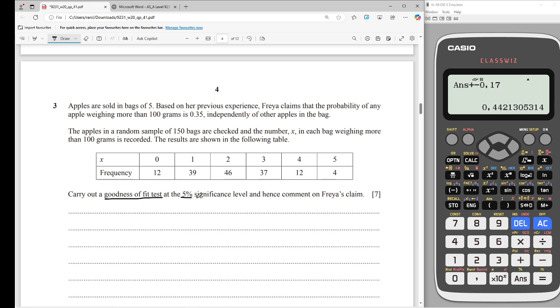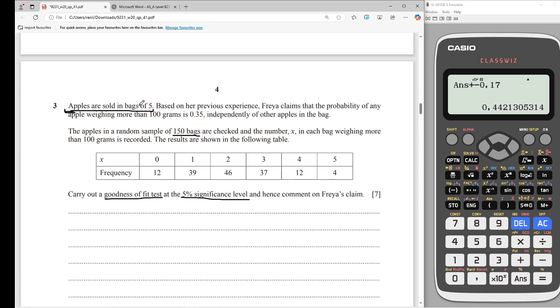Okay, and 5% significance level, total sample of 150 bags, sold in bags of 5. This is a tricky statement because they're expecting you to multiply, based on the question saying that the probability of an apple weighing more than 100 grams is 0.35. There is a random sample of 150 bags, which means that your sample is going to be 150. It's not going to be 150 times 5, because this is just going to be used to trick you. Do not fall for it.